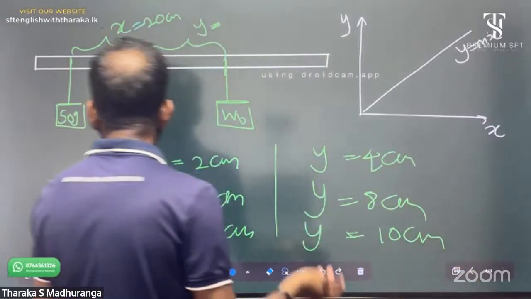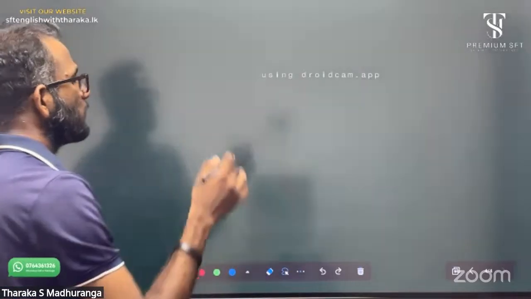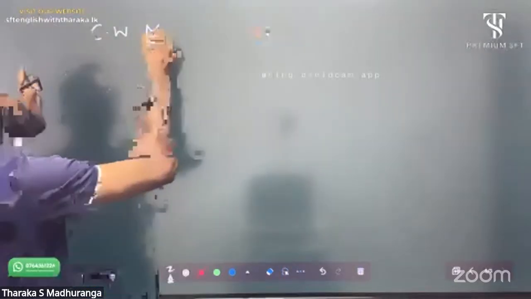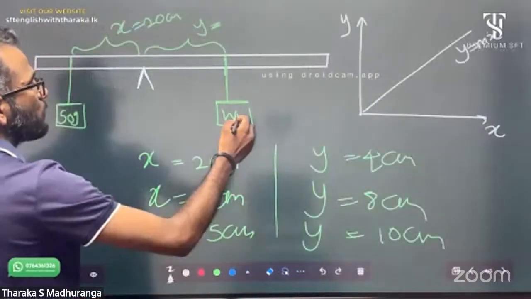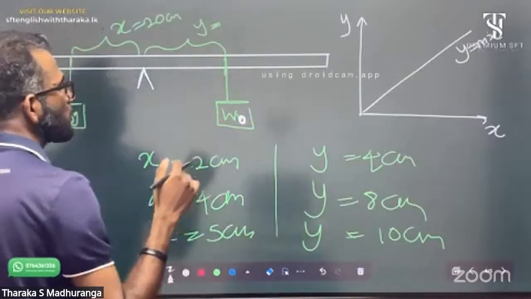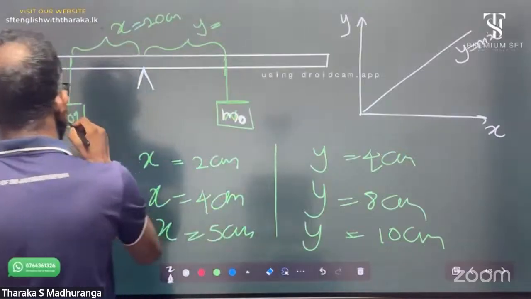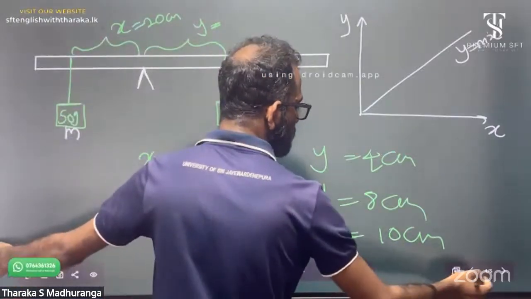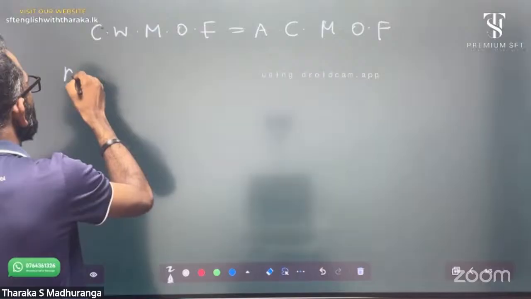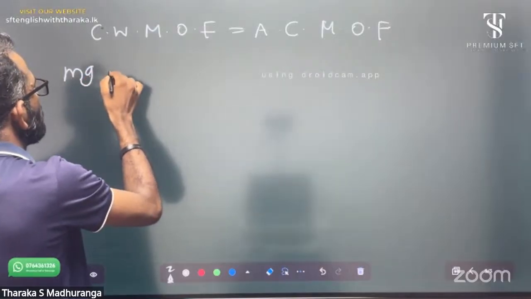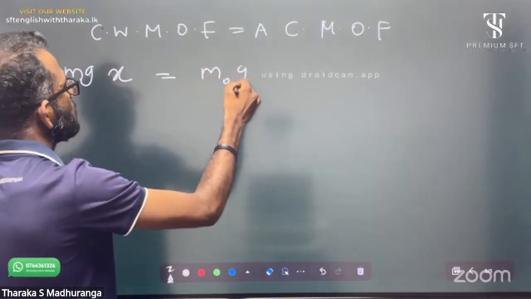What's the basic principle? Clockwise moment of force equals anti-clockwise moment of force. Now let's assume the unknown mass is m naught. The known mass is m. Right? Now, what is our basic principle? M into g into x equals m naught g into y.